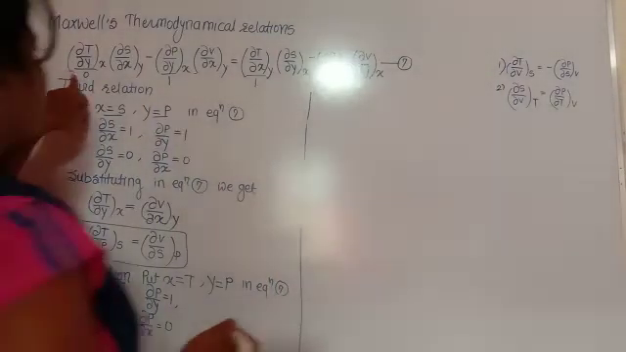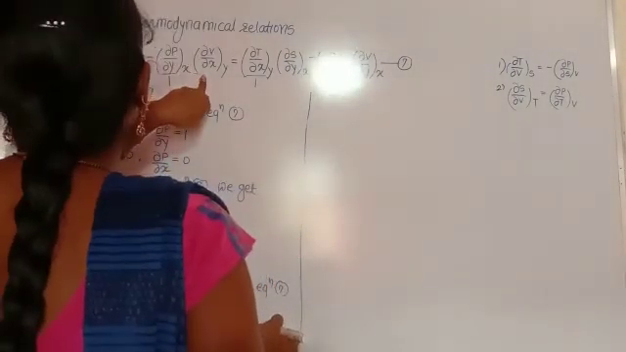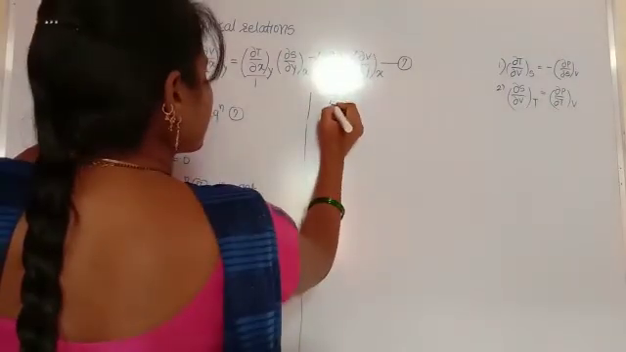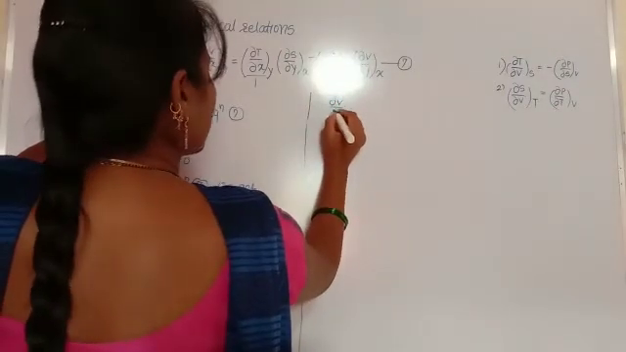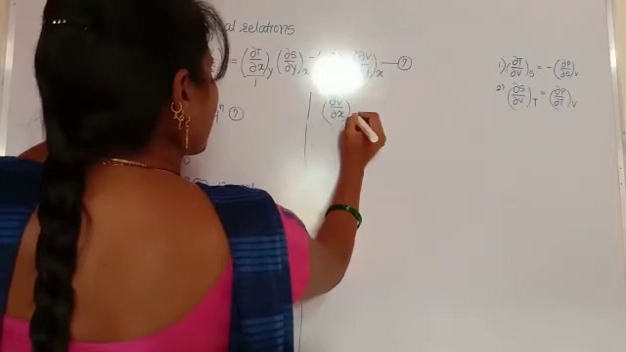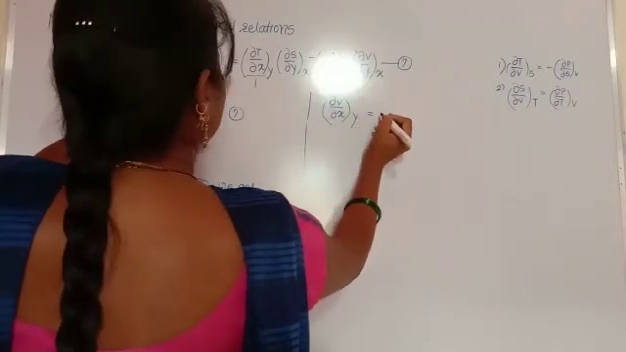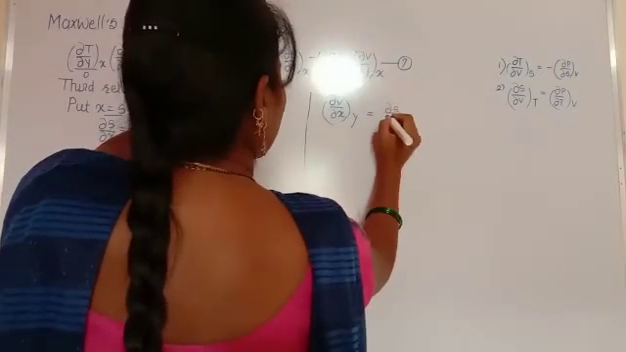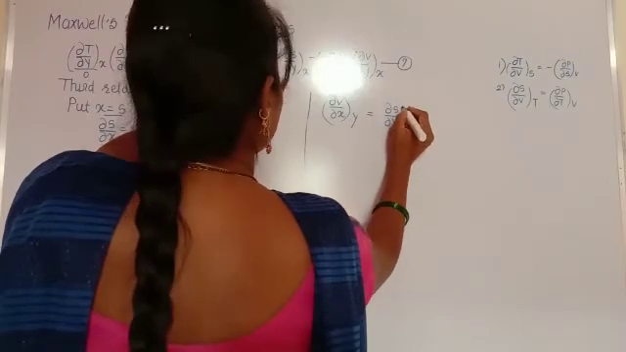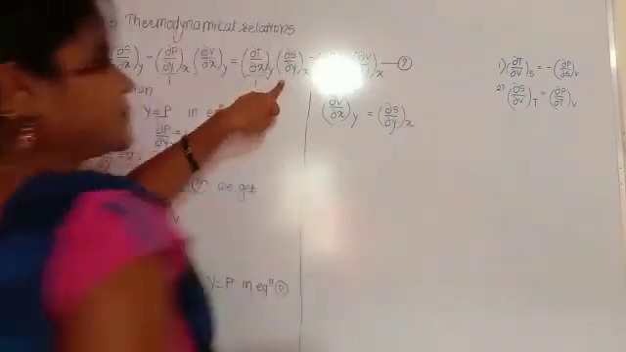The first one is this term, that is del V by del X at constant Y equals del S by del Y at constant X.